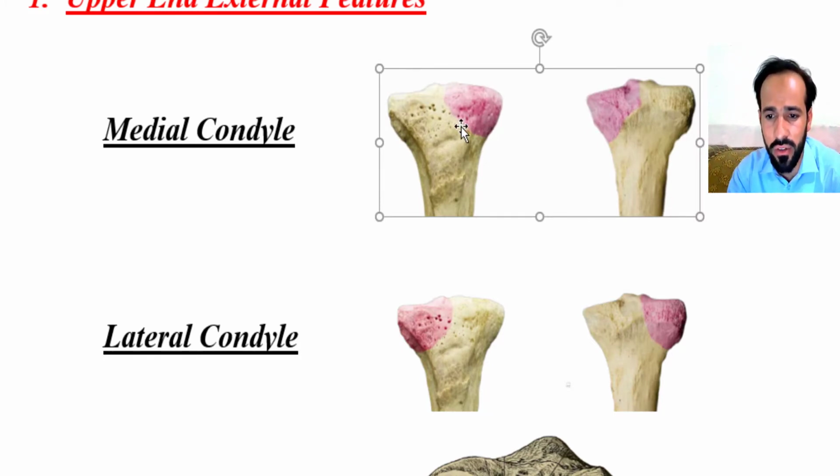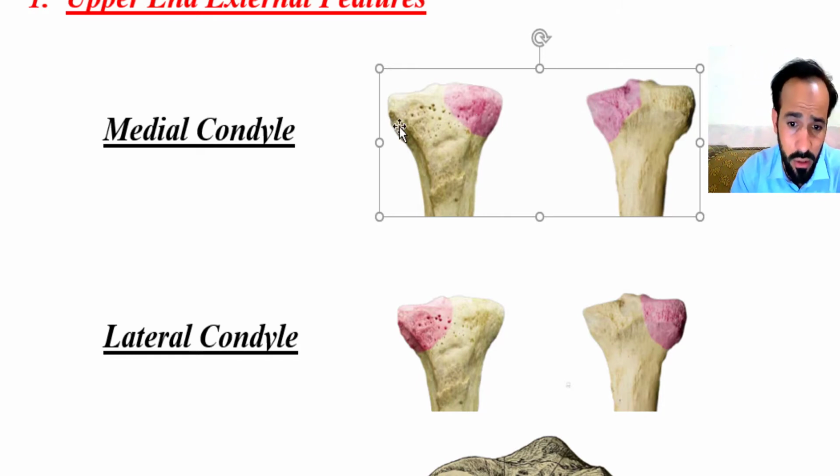In this picture you can see this is the anterior aspect of the bone, and in this picture on the right side or the left side there is the posterior aspect of the bone. So we have the bone anteriorly and here we have it posteriorly, so we have turned the bone here. That's why we say this is the medial condyle, and this is also the medial condyle from the posterior aspect, right? So in the upper end, the first external feature is the medial condyle.